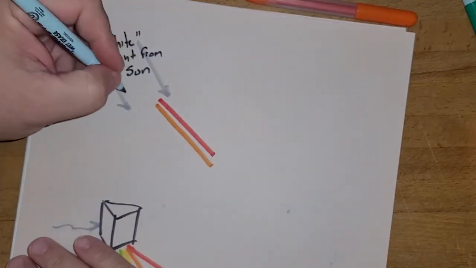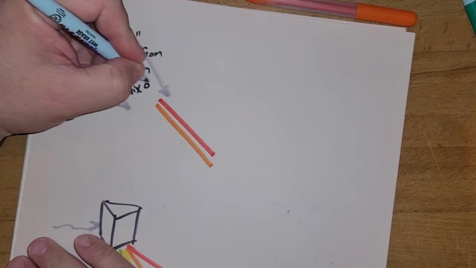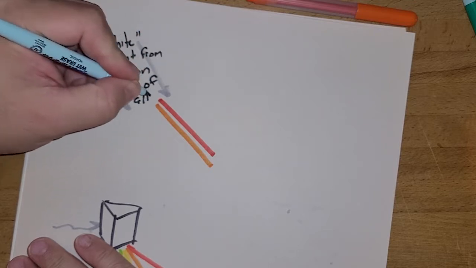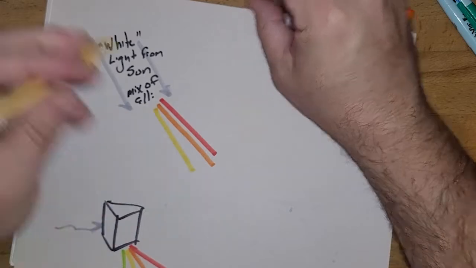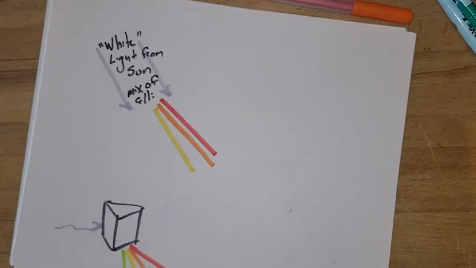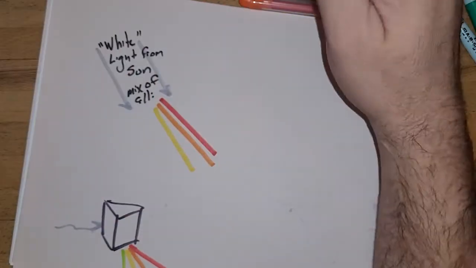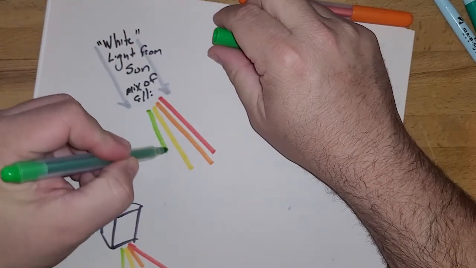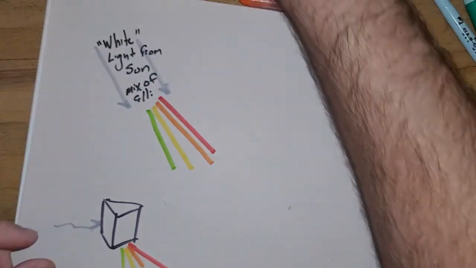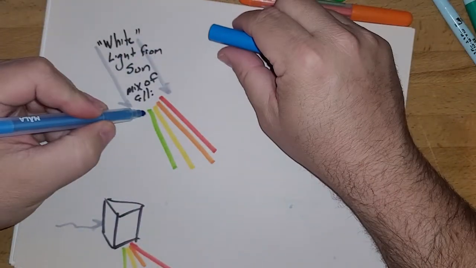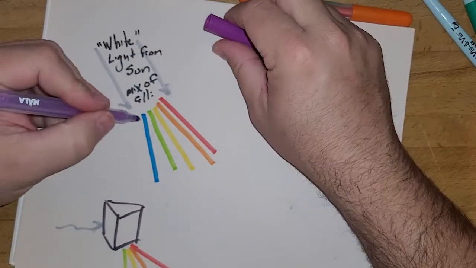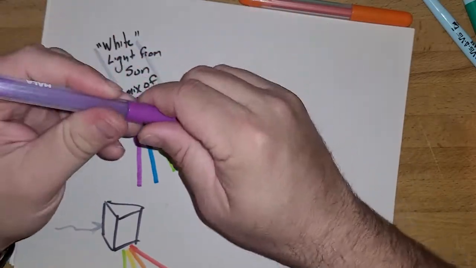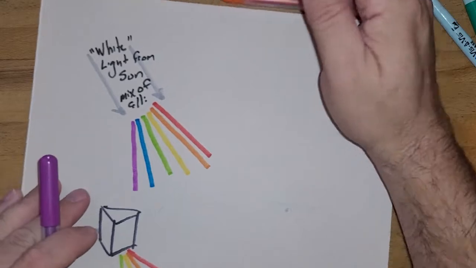So the white light from the sun is the mix of all of these. We have our red, our orange, our yellow. We've got pens falling on the ground. Make sure that we don't need those later on. Okay, green, blue, purple. White light really is this combination of all of these.